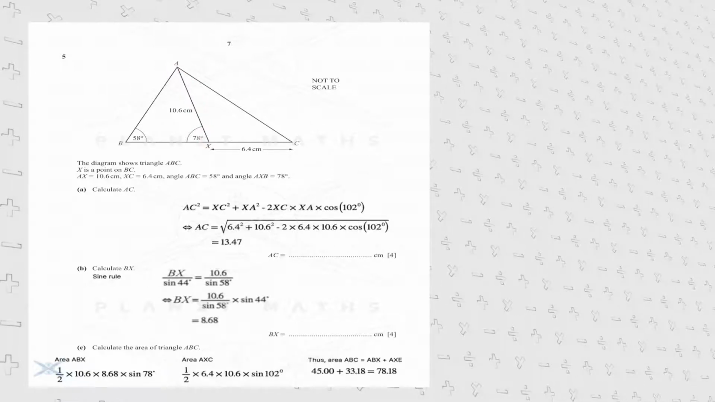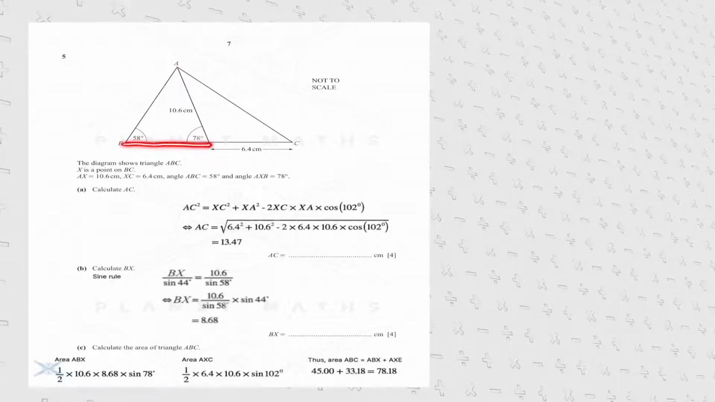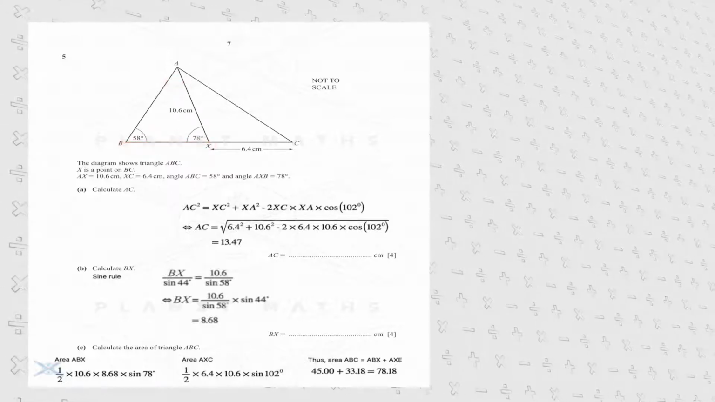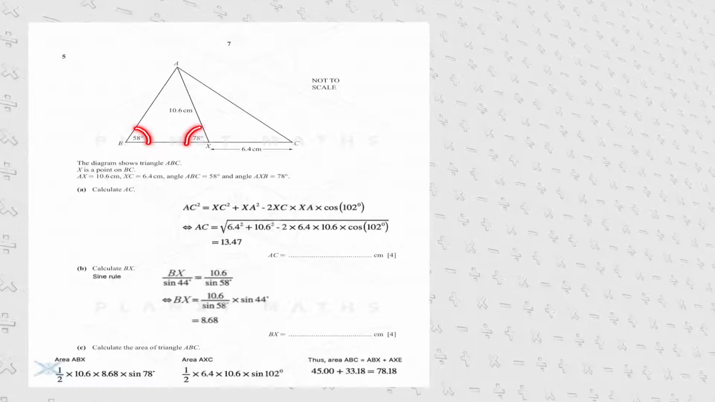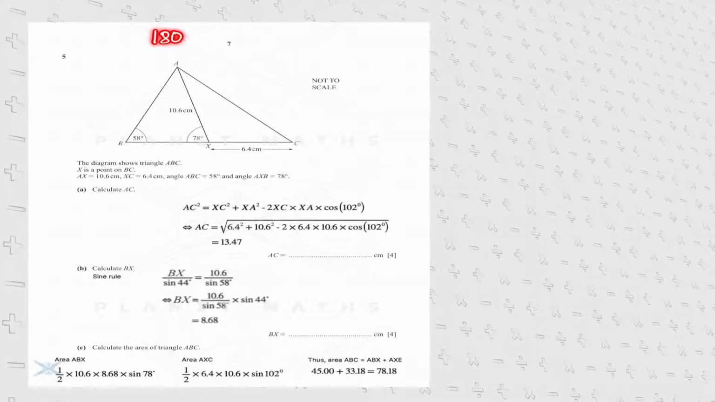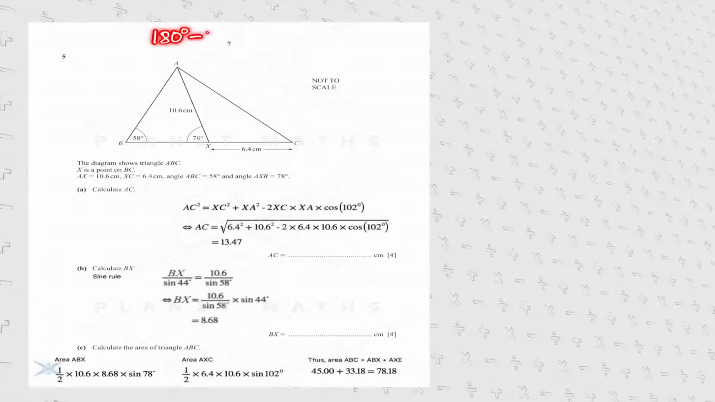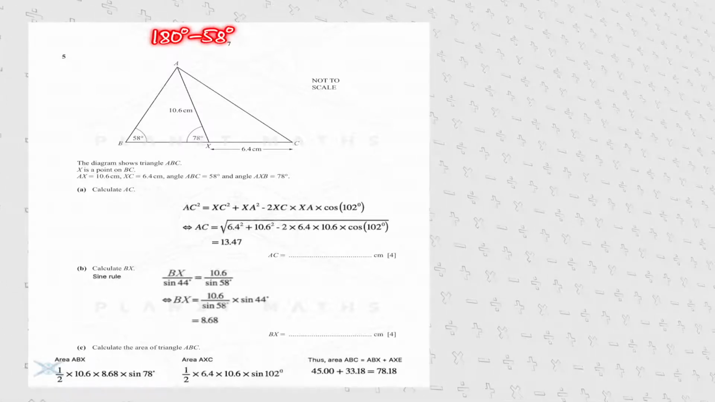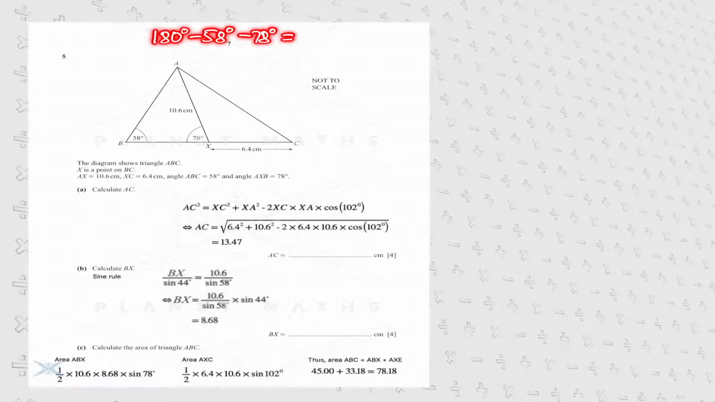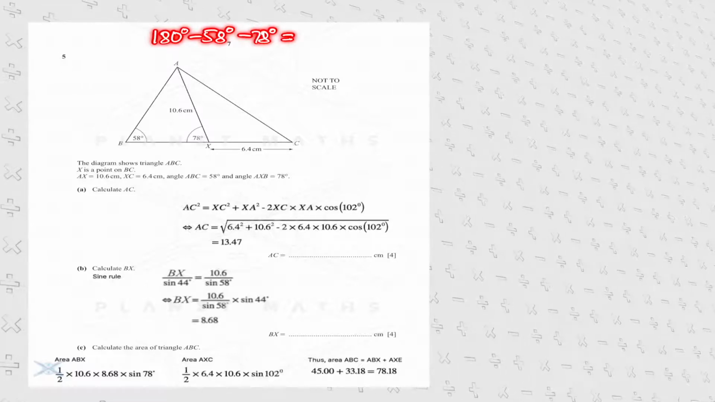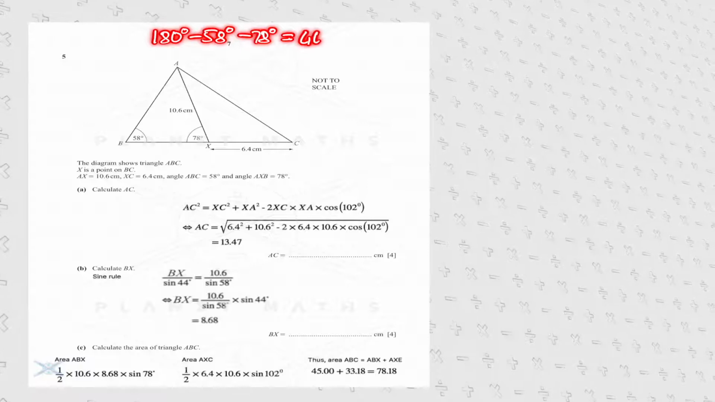But careful, to make this possible, since we want to determine BX, we first need to calculate the size of angle XAB. And since we already know the size for 2 of its angles, we can easily determine the size of the remaining one by again keeping in mind that the sum of the interior angles of all triangles is 180 degrees. And from there we just subtract 58 and 78 degrees, which means in turn that the size of angle XAB is 44 degrees.